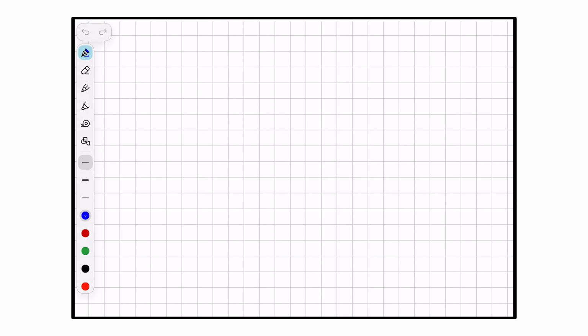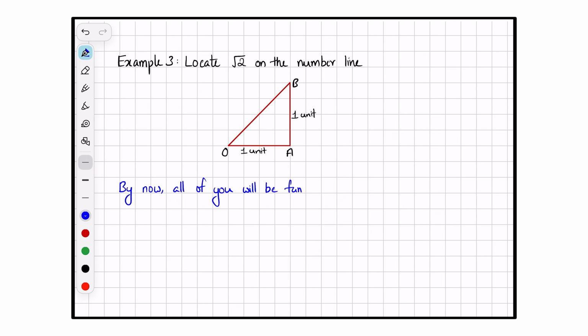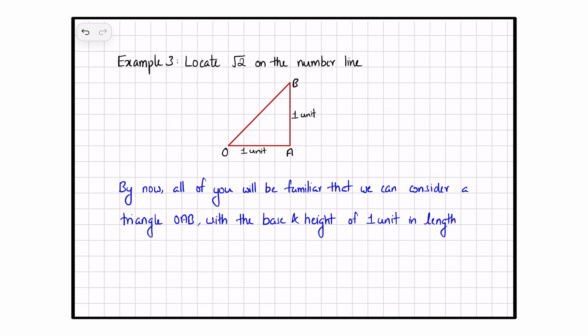We now start with how to locate irrational numbers on the number line, starting with root 2. Let us first consider a triangle OAB. By now, all of you will be familiar that we can consider a triangle OAB with the base and height of 1 unit in length. So the base is going to be OA with 1 unit in length and the height AB again 1 unit in length. Now what will be the hypotenuse OB?